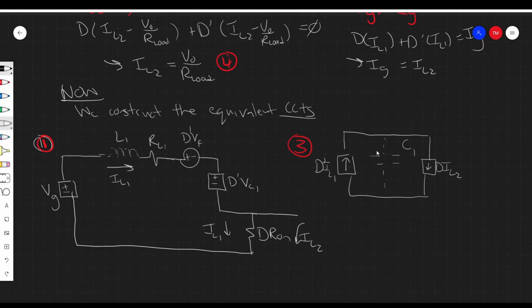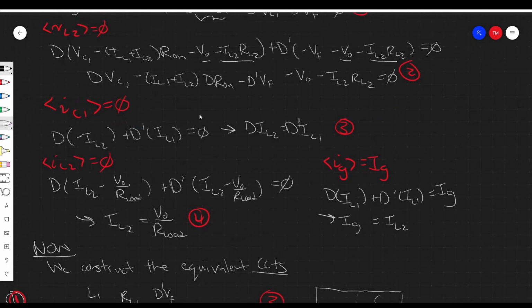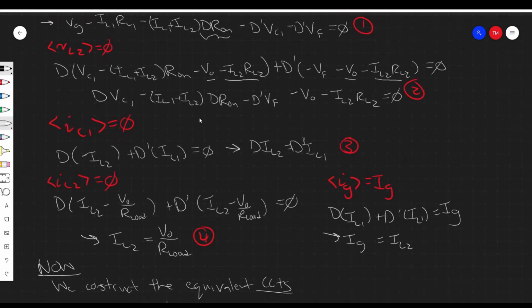So again, this is a pretty simple equation. D prime IL1 is equal to DIL2. Let's just make sure that I got that correct. D prime IL1 is equal to DIL2. Perfect. Okay. So then this loop couples back to equation 2. So let's do equation 2 now.